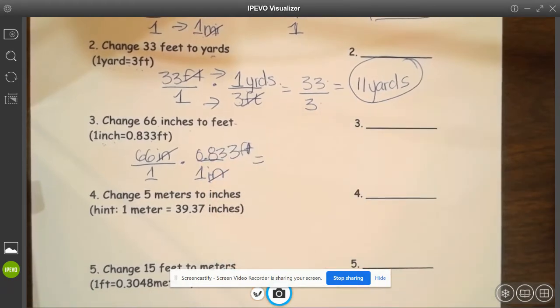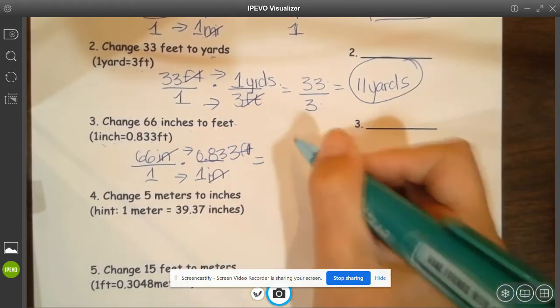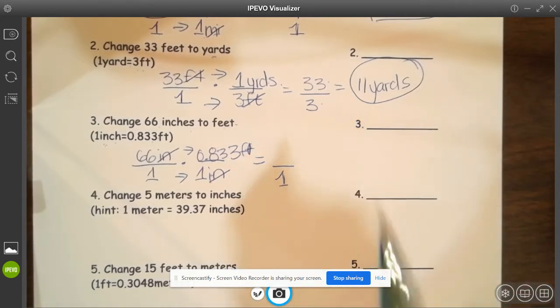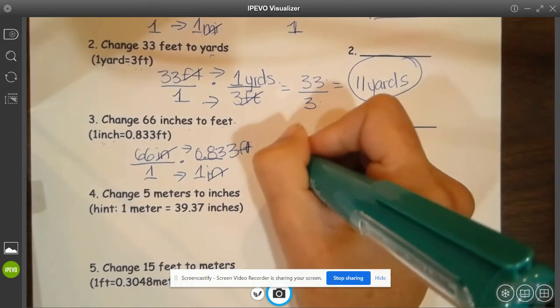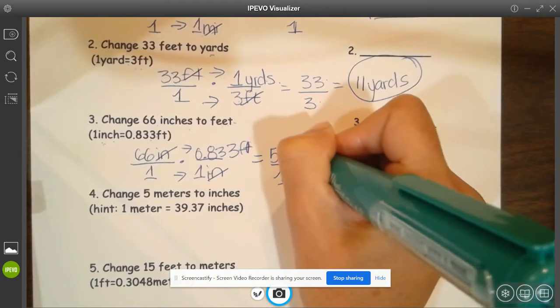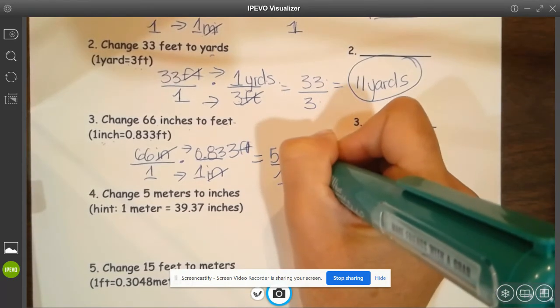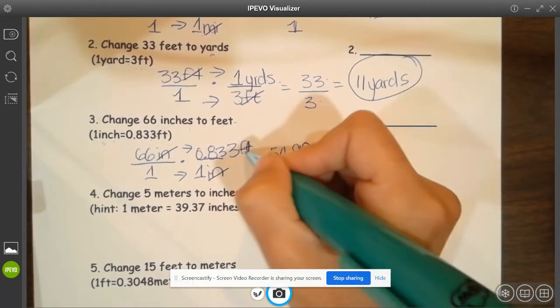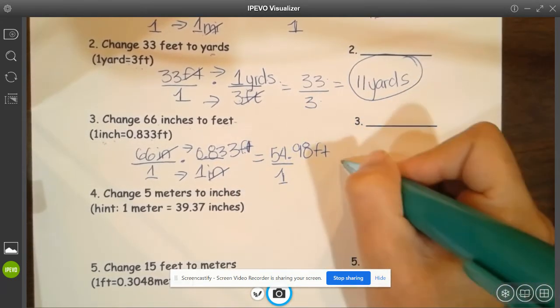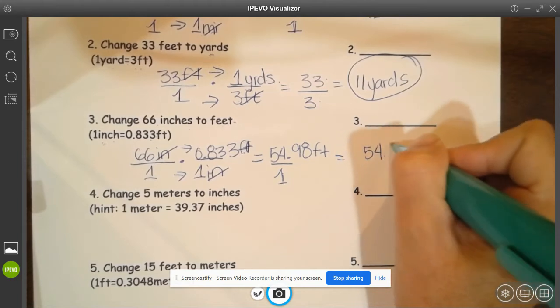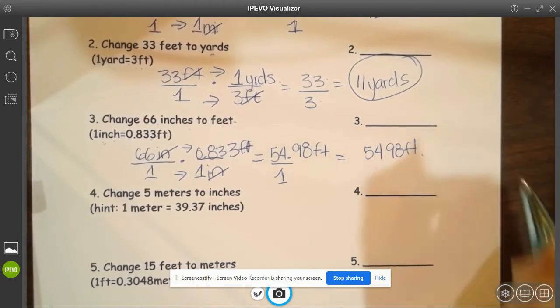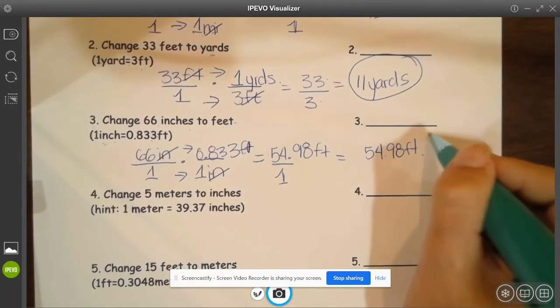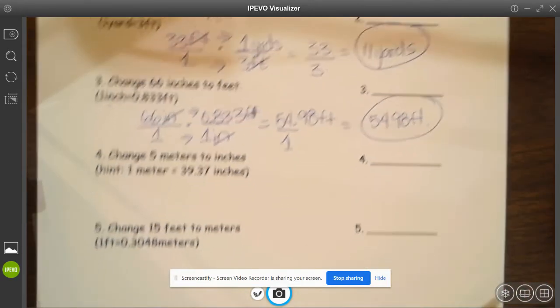Oops, feet. And then I multiply across, right? So 1 times 1 is 1 on the bottom, and then 66 times 0.833. That would be 54.98, and it says to round to the hundredth. 54.98 what? Feet, because that's what they want. And my answer is 54.98 feet. Okay, and that's my answer right there for number 3. All right, let's do number 4.